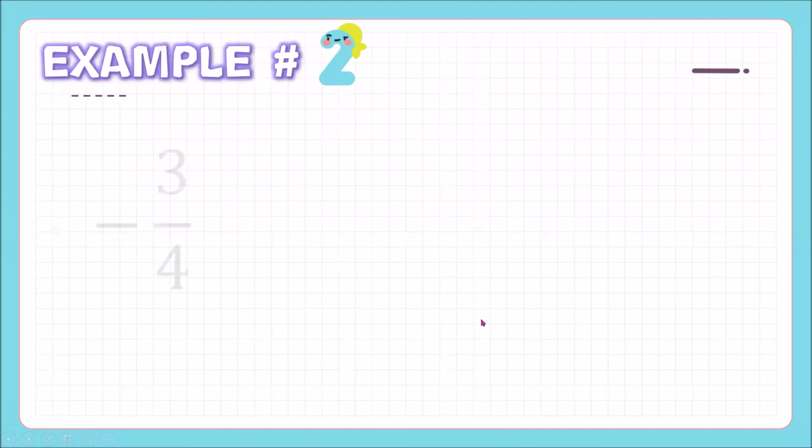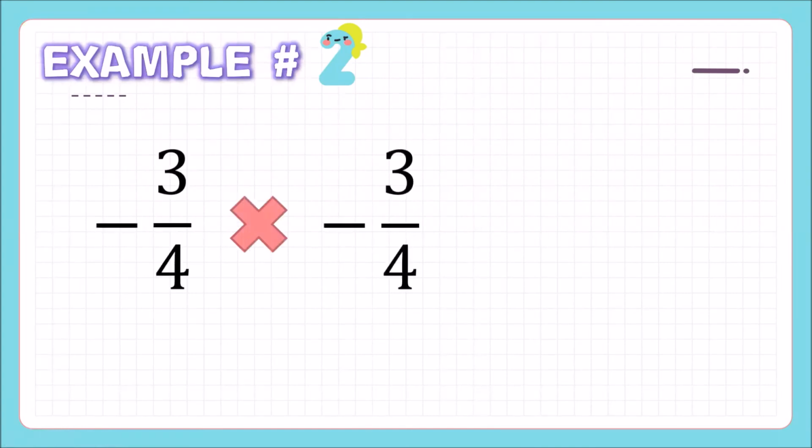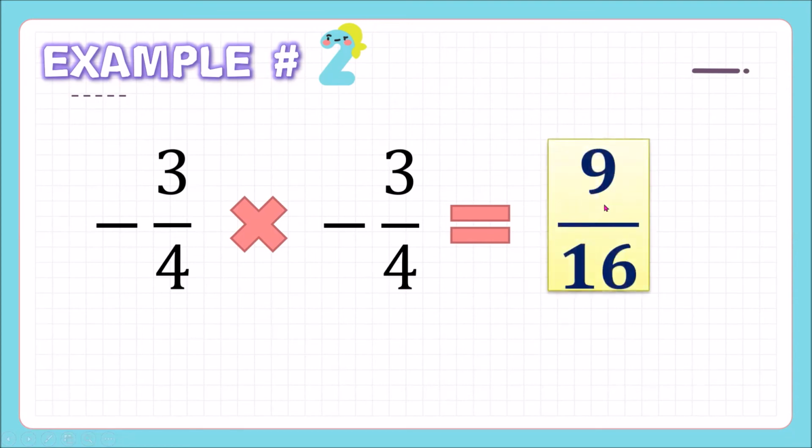Next, example number 2. We have negative 3 over 4 times negative 3 over 4. So we have here negative 3 times negative 3. So take note that in multiplying, when you multiply the same sign, it will become positive, different sign, negative. So negative 3 times negative 3, we have positive 9. And then 4 times 4, we have 16. So again, no lowest term.